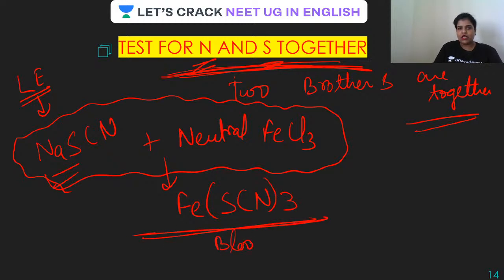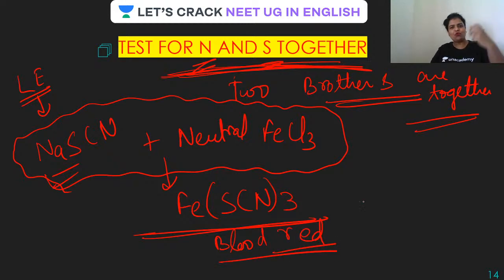Two brothers. When two brothers are there, they have what? Blood relation. Yes, blood relation. So what is the color of this? Blood red. Two brothers, blood relation.